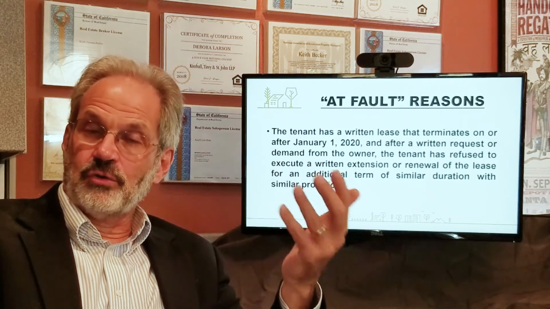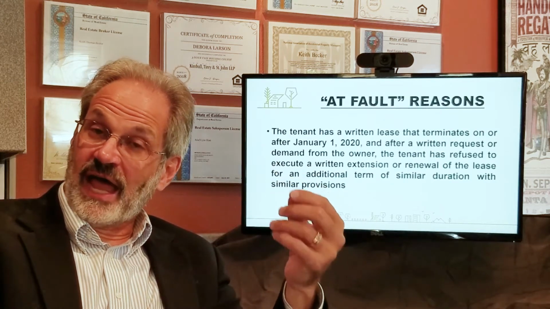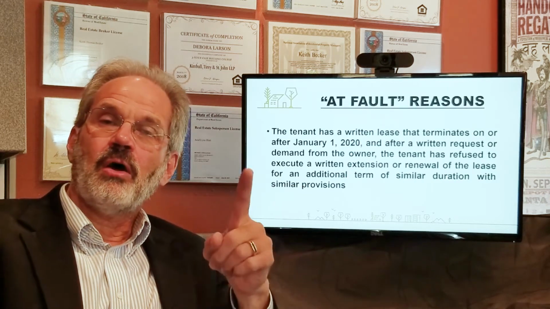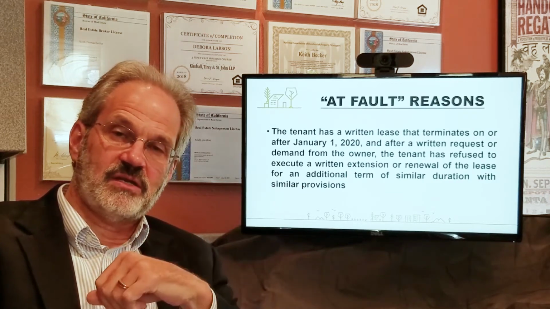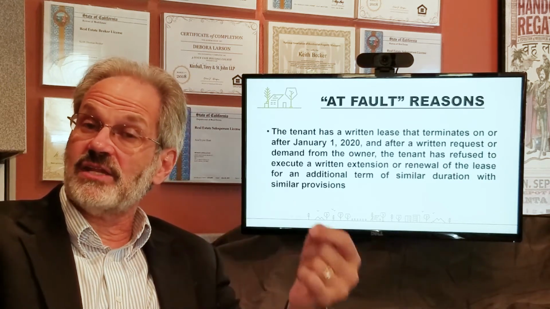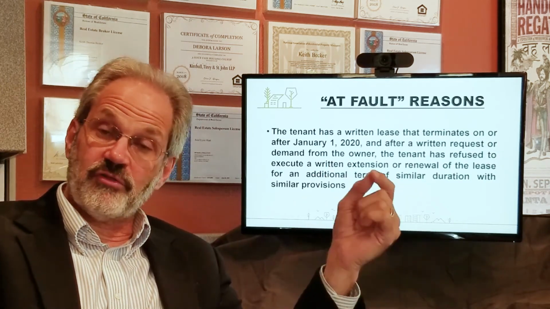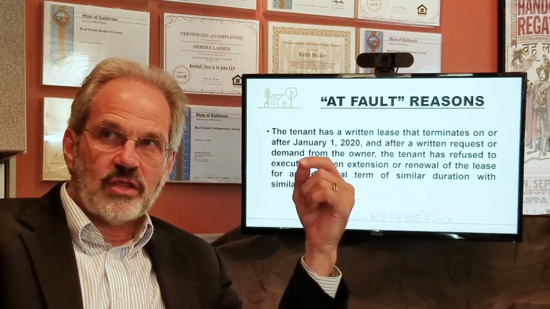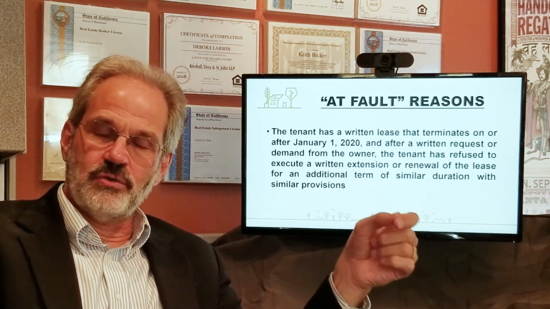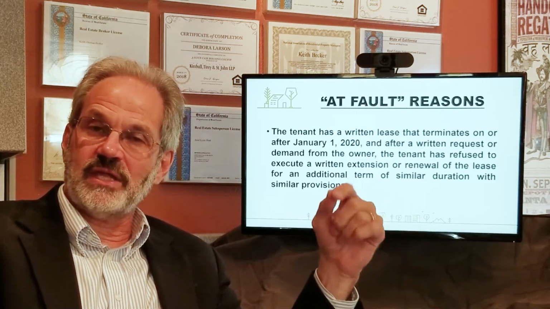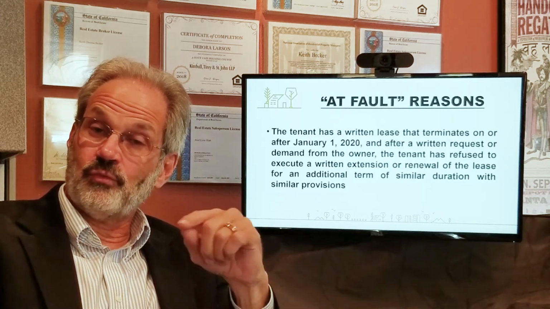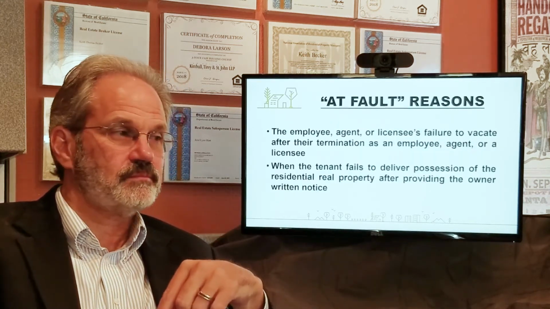Let's go through the list of at-fault tenant behavioral issues whereby you as the landlord might be permitted to take the property back. One reason is if you have a tenant on a lease and you offer them a new lease with fundamentally the same terms and they refuse to sign a new lease. That is a justified at-fault reason to terminate tenancy.